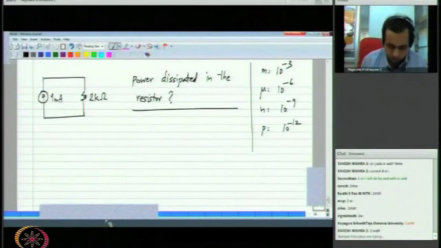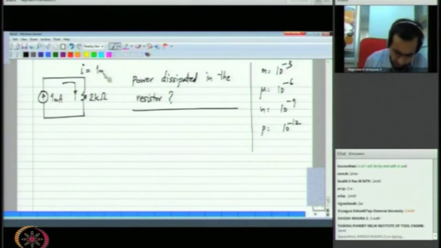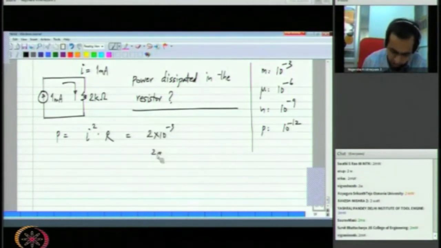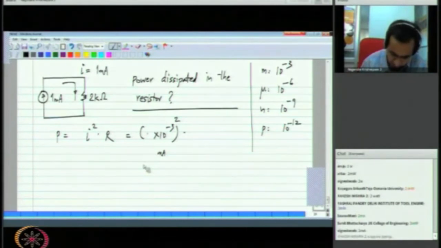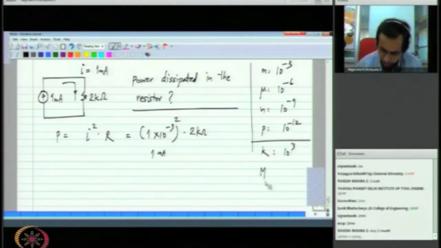Okay, so now the current I is 1 milliamp, and the power dissipated is nothing but I square times R, which is 1 milliamp squared times R, which is 2 kilo ohms. By the way, the other prefixes more than unity are kilo of 10 to the 3, mega of 10 to the 6, and giga of 10 to the 9.